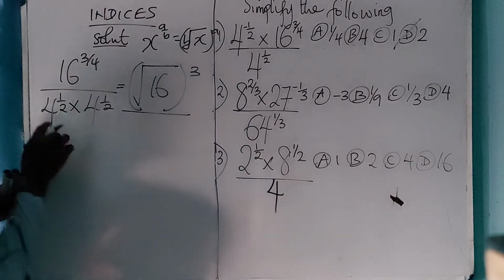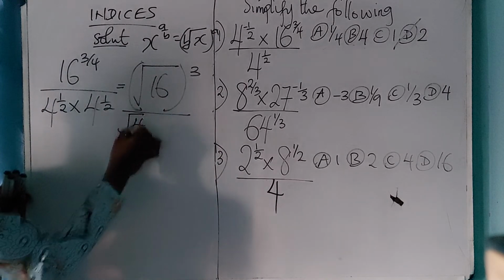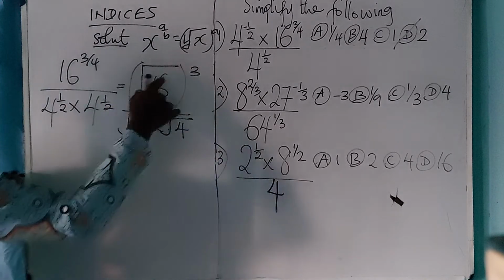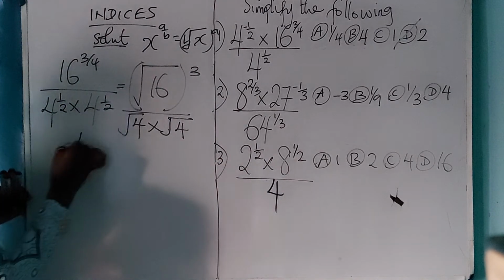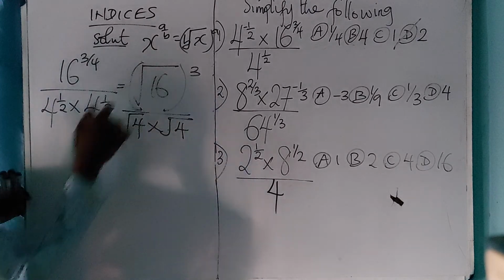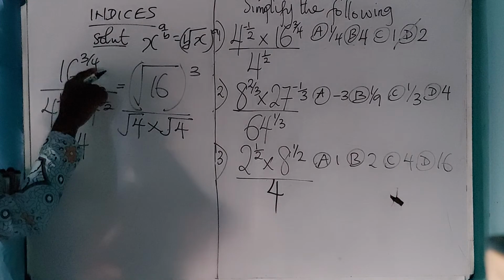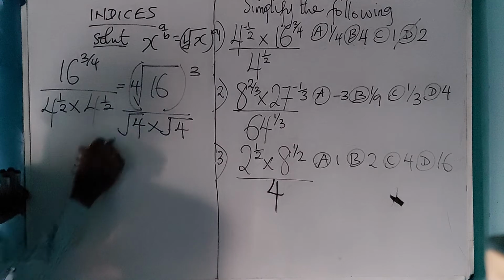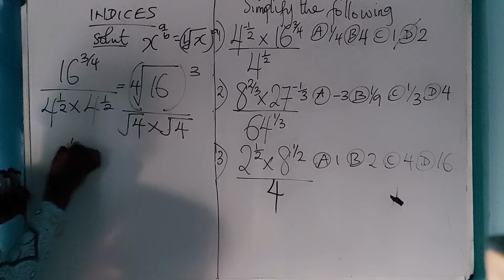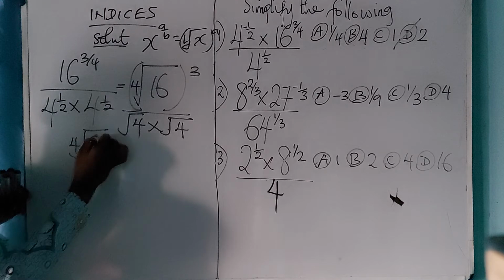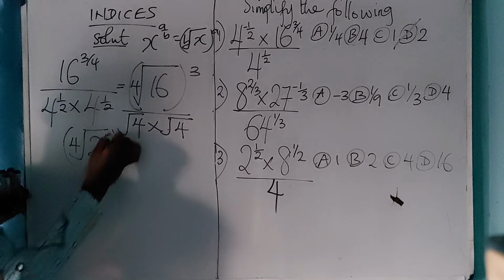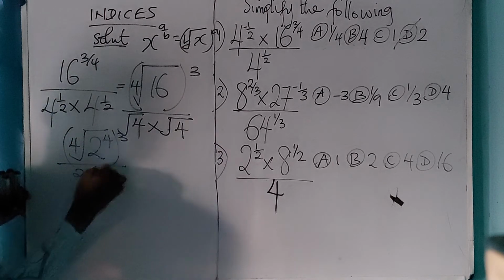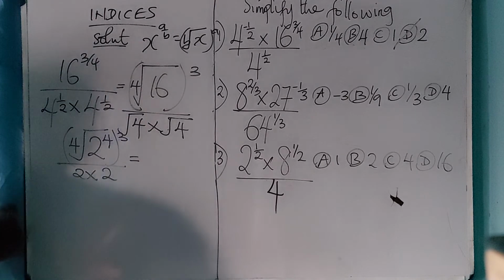Then over, now the square root of 4 times the square root of what? 4. Now the square root of 16 is 4. The square root of 16 is this square root now? Fourth root. Sorry, fourth root. Now since you have 4 here, I'll write the fourth root of 16, which is written like this. Fourth root, which means that 2 raised to the power of 3 over the square root of 4 is 2. The square root of 4 is what? 2.